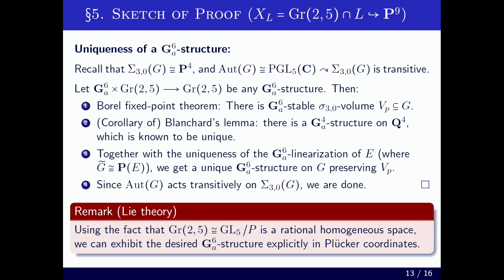As I told you, actually you don't need to do all this to cook up an additive structure. The Grassmannian is a homogeneous space. So it's the quotient of a Lie group, GL5, by some parabolic subgroup. And you can actually construct in coordinates some additive structure by considering the unipotent radical of this parabolic group. So anyway, there is a Lie theoretic way to do it in coordinates. Over the complex numbers, this is nice. But if you want to do it over an arbitrary field of characteristic 0, then you have to be careful. So that's why we use this more geometric way.